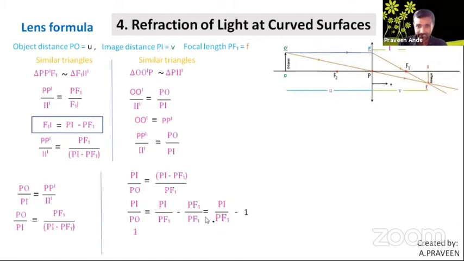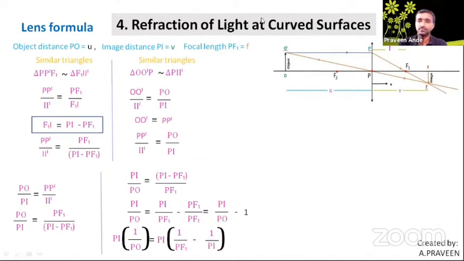Okay, so here simply I will take common. See here, what will we write? Pi by Po is equal to: on the left side, Pi is taken common. What is remaining here? 1 by Po. That is equal to, on the RHS also I am taking Pi common. What will remain here? 1 by Pf1 minus 1 by Pi. This will remain.